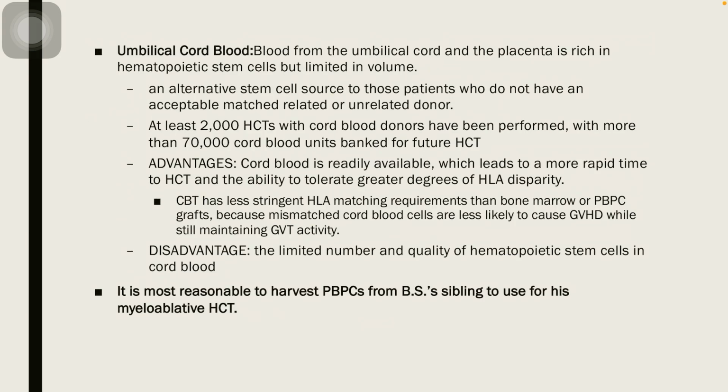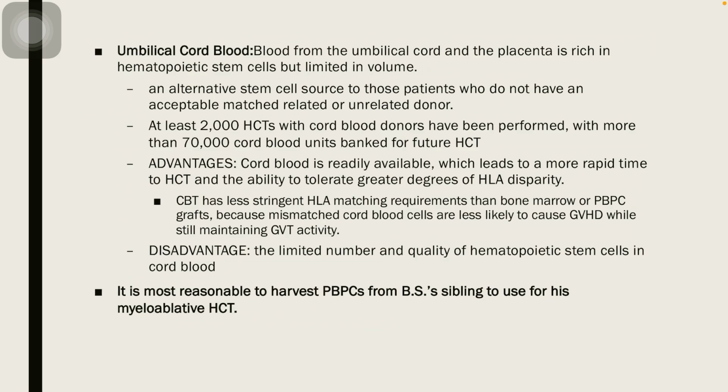The third method we have is umbilical cord blood. The blood from the umbilical cord and placenta is rich in hematopoietic stem cells but limited in volume. In patients who do not have an acceptable matched related or unrelated donor, it is an alternative technique. Cord cells are obtained in the delivery room after birth and delivery of the placenta. Cord blood is then processed, samples are sent for HLA typing, and it is frozen for the future.